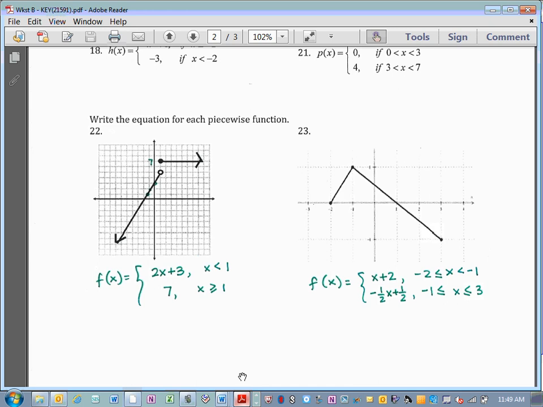Gotcha. The way I knew that it wasn't an absolute value function is because absolute value functions have the same slope on either side. So I would have a slope of 1 and a slope of -1, or a slope of 2 and a slope of -2. This one has a slope of 1, but this one has a slope of -1 over 2. So because the slopes are different, it wasn't an absolute value graph. Okay. Cool? You're welcome. Good?